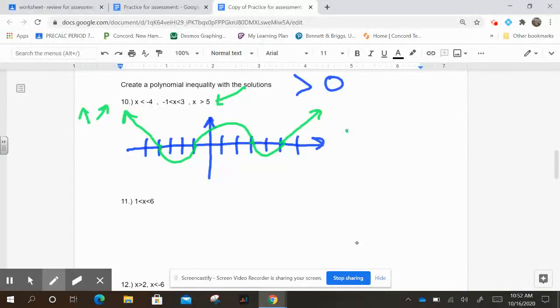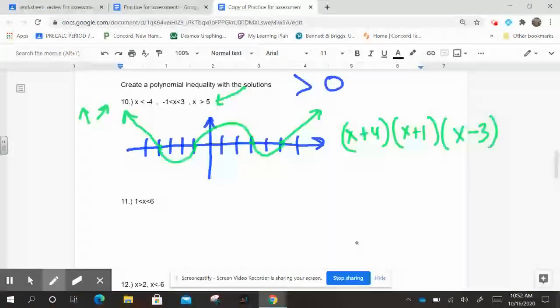So my inequality, I'm going to have x plus 4, x plus 1, x minus 3, x minus 5, and this is all going to be bigger than or equal to 0. Just bigger than, right, because that's where it's above.